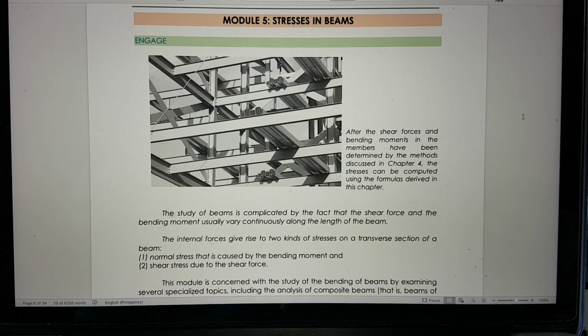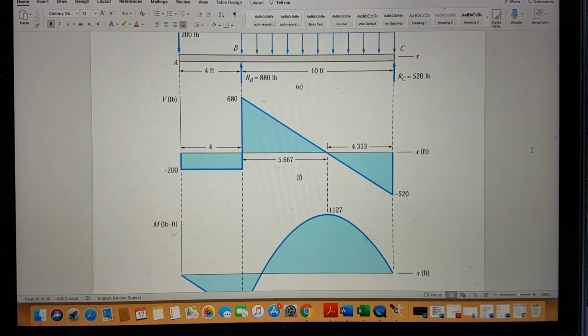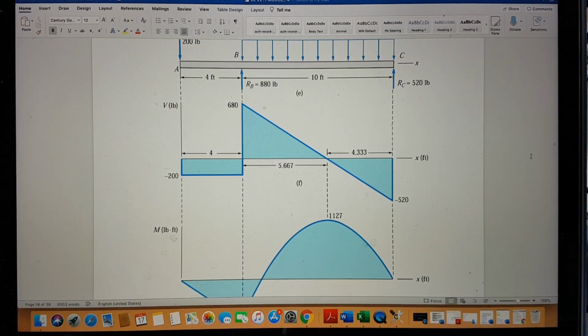Hi everyone, welcome back. So for this video, we're going to discuss stresses in beams. Before we go to the stresses in beams, let us have a short recap. Previously, we were able to discuss the shear and moment diagram of a certain section.